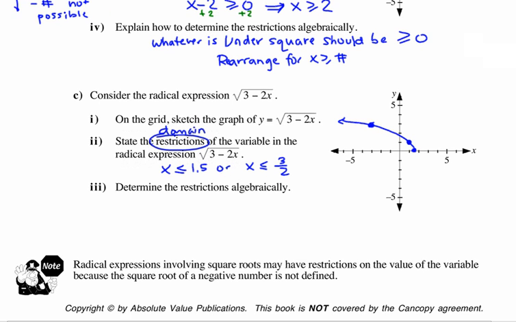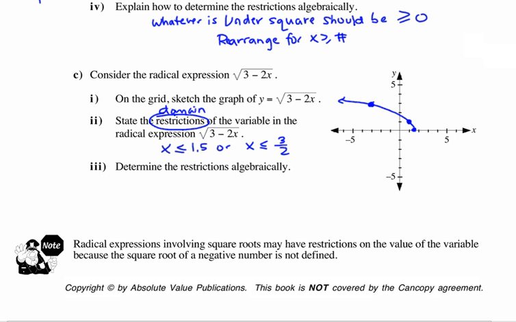Now, determine the restrictions algebraically. How do we do that? When you have the square root of 3 minus 2x, what's underneath the square root has to be 0 or greater. We can't have a negative. So we take the inside, 3 minus 2x, and it must be greater than or equal to 0. Now we're going to rearrange for x. I'm going to subtract 3, and I have negative 2x is greater than or equal to negative 3. We still want to get x by itself, so I'm going to divide both sides by negative 2.